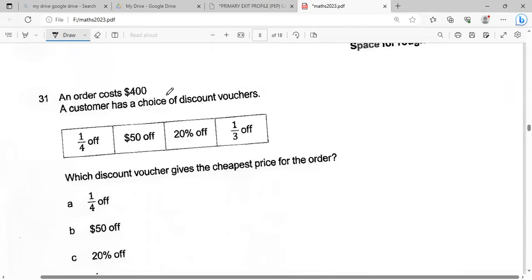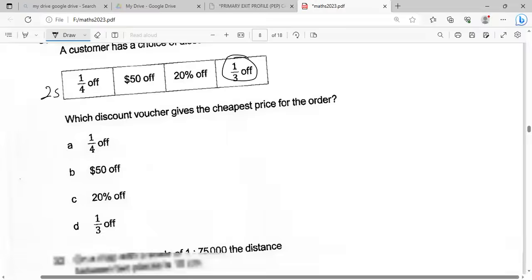An order costs $400. A customer has a choice of discount. All right, so I'm going to put everything to, it's at 25%. $50 off. So that's a joke one, that's less than. So I'm going to say 1/3 off would be the best deal, which is about 33%.